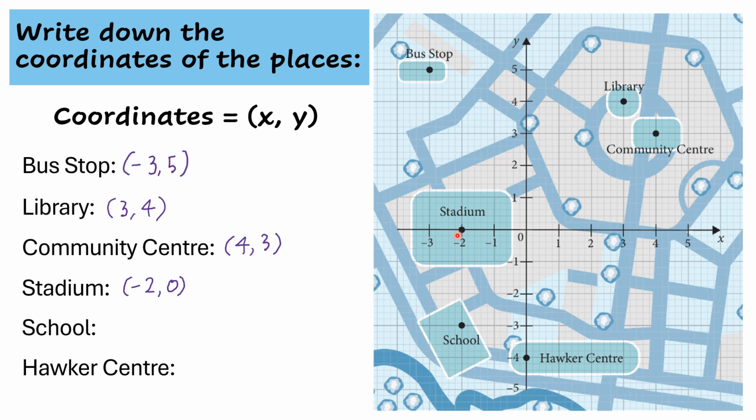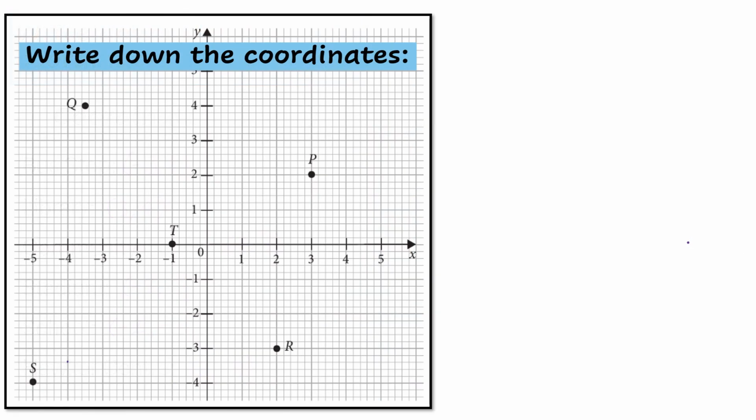All right, move on to the second last point. Now it is the school. If I take a look, I will have the x as -2 and the y as -3. And the last point here, the hawker center, actually lies on the y-axis. So we should be able to identify that the x value is 0 and the y value is -2. I hope you are able to get all these points correct. Okay, well done. Very good.